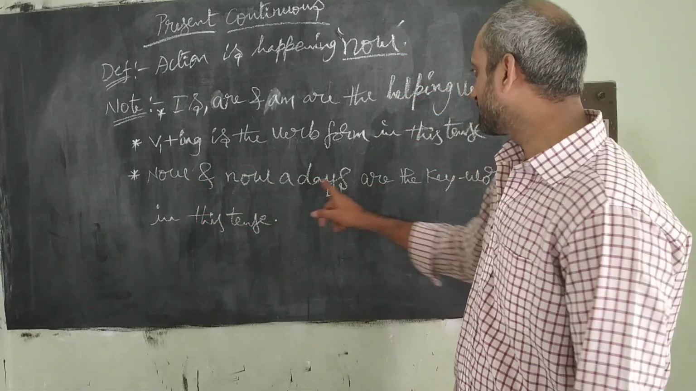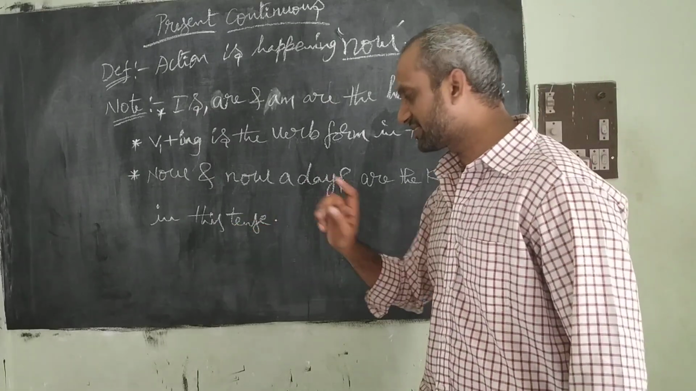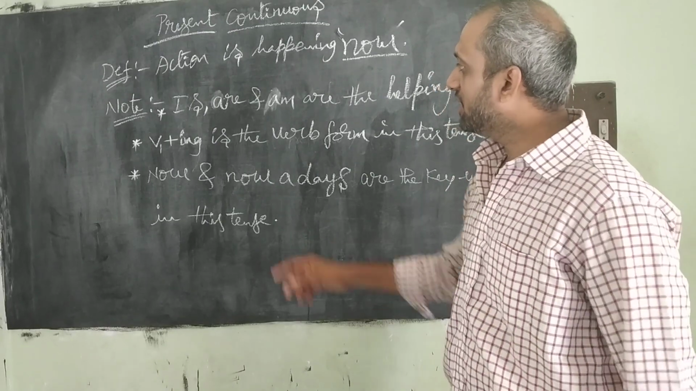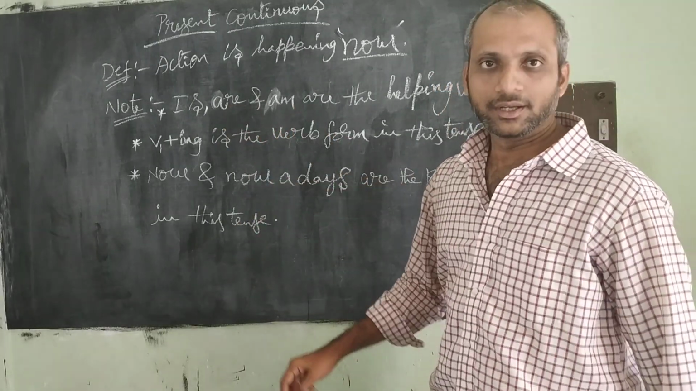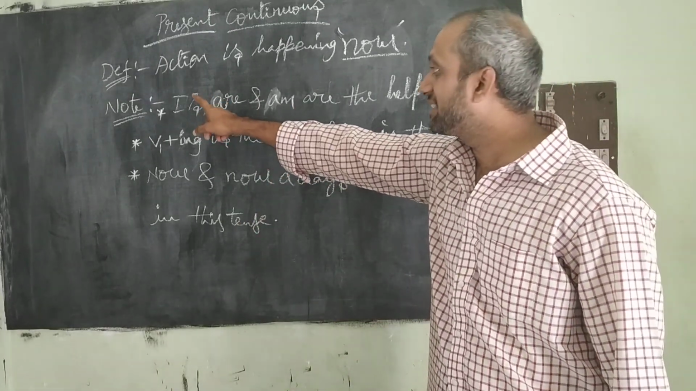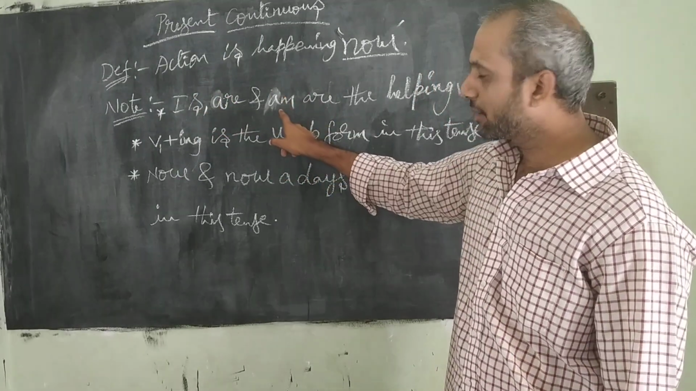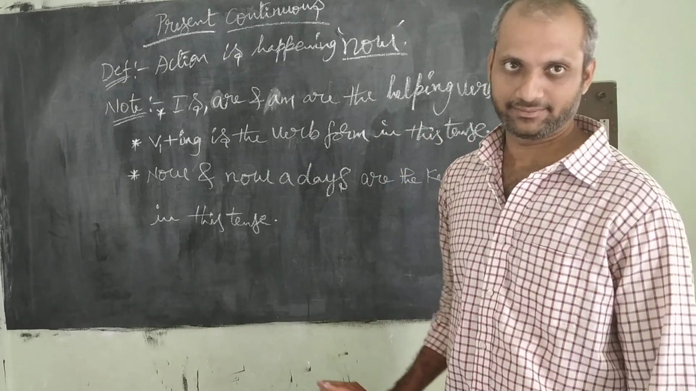Now and nowadays are the keywords in this tense. What are the keywords? Now and nowadays. For is, am and are, for is we have to use he, she, it pronouns. Are, you, we, they. Am, I only.